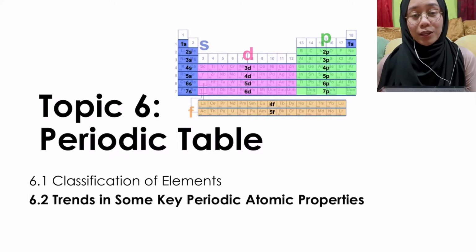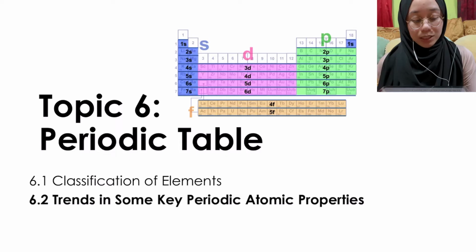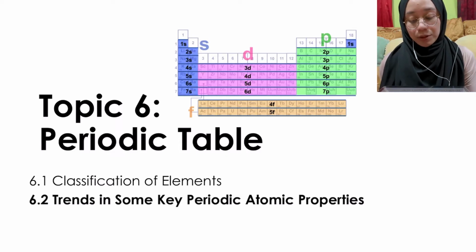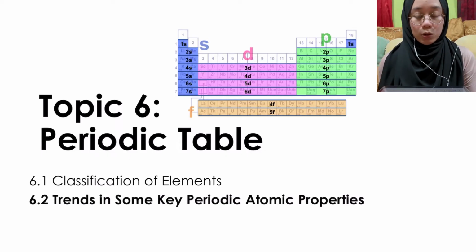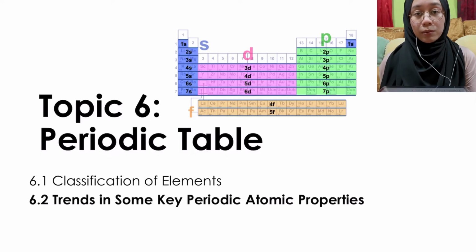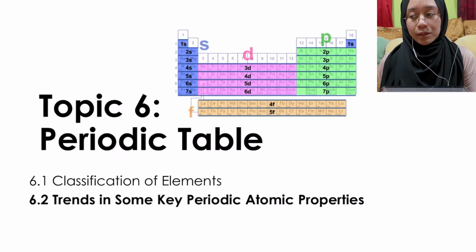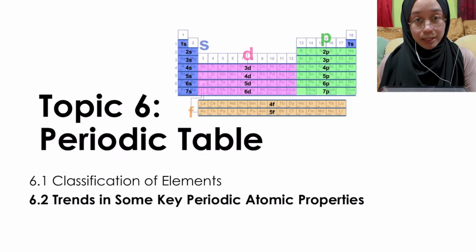So today we are going into the second subtopic, which is the trends in some key periodic atomic properties. For this subtopic, it will be divided into two videos. It's quite long, probably because there are a lot of facts and a lot of sentences. So you have to read a lot. And also to be able to memorize it, I think it will be so much better if you actually understand the concepts that you will learn in this particular subtopic.